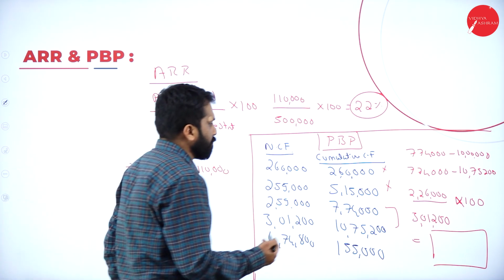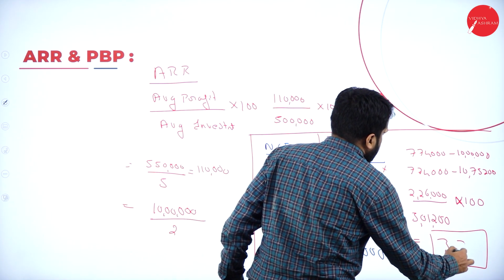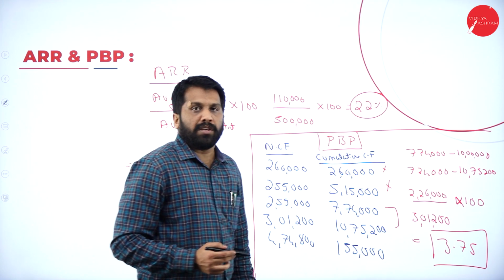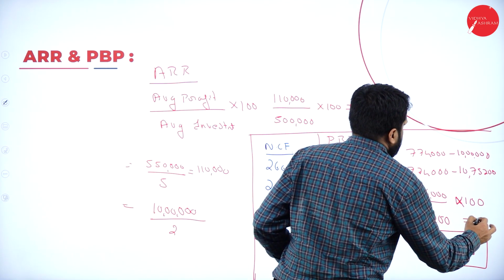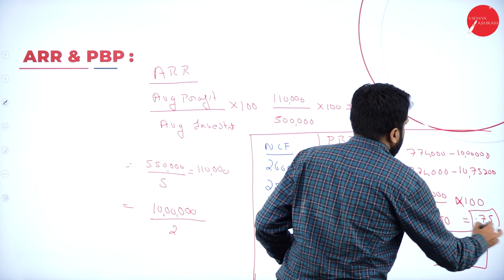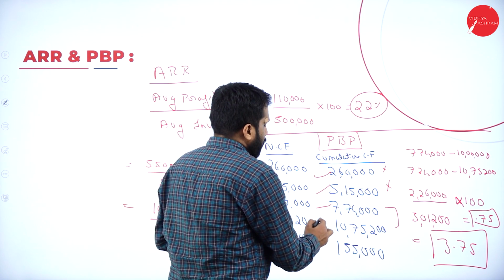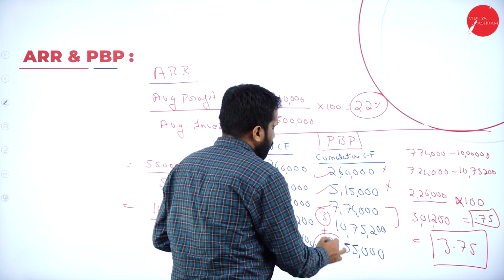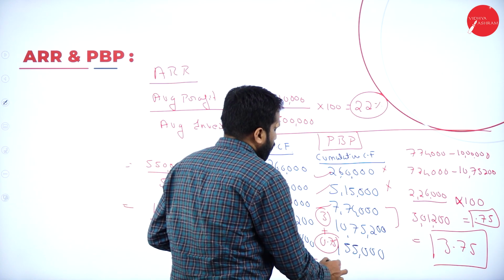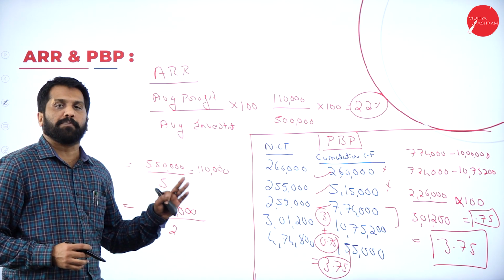So 1, 2, 3 years, 3.75. You will not get a full year, you will get only how much? 0.75. First year, second year, third year, 3 plus 0.75, it will be 3.75. Hope you are clear. This is all about payback period.